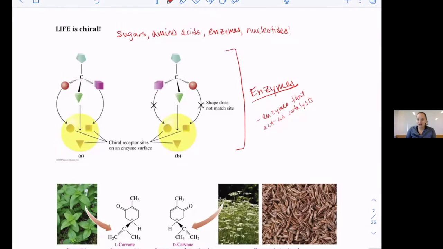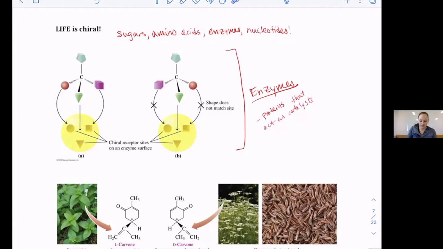So nucleotides, which are the parts that make up our DNA, are also chiral, and that's why we get that helicity structure in one direction every single time. So, for example, enzymes here. Enzymes are a fancy word, but I wrote enzymes that act as catalysts. They're proteins that act as catalysts, and they're in all of the cells of our bodies. It's how pretty much everything in our body really works.